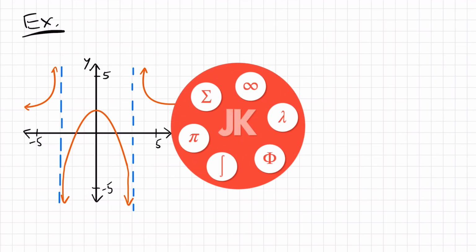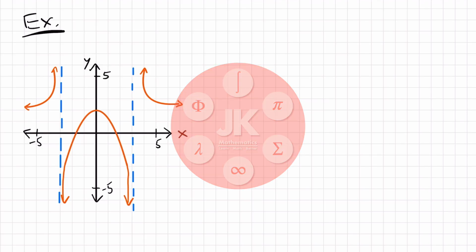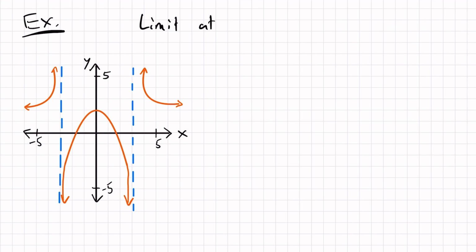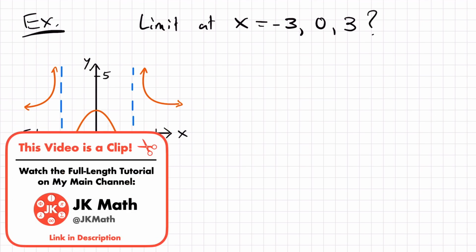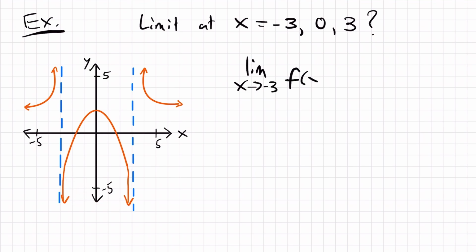All right, so now we're going to look at this graph. In this case, we're going to be looking at the limit at x equals -3, 0, and 3. So we'll start with the limit as x approaches -3 from both sides of the function. We'll take a quick look at where -3 is, and -3 is actually the location of a vertical asymptote. So we're going to get an interesting answer here.